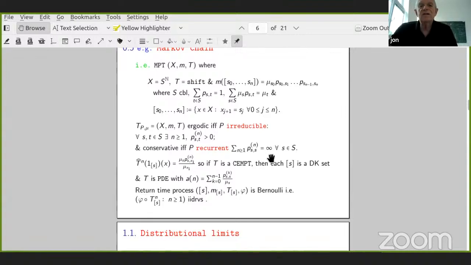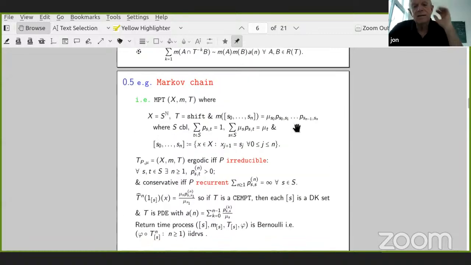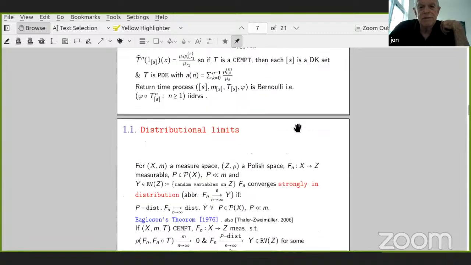The return time process is going to be Bernoulli. In other words, I look at phi and I look at Ts to the n. These are independent, identically distributed random variables. So we can't do much better than that. Okay, so that's the basics. And now we get to the first topic.